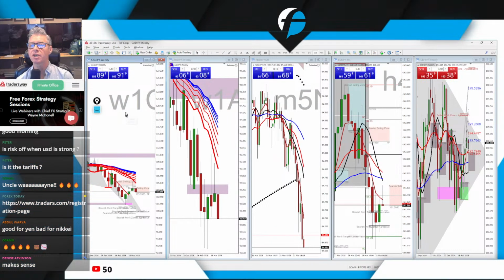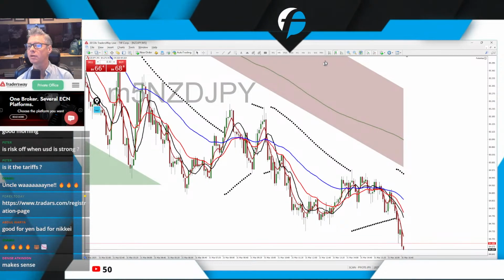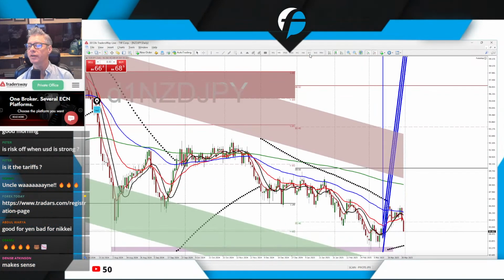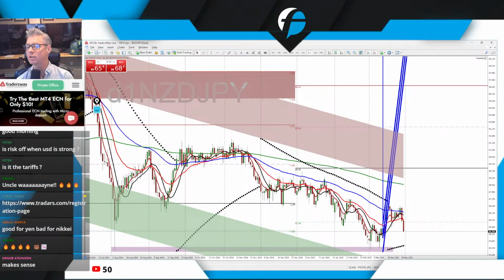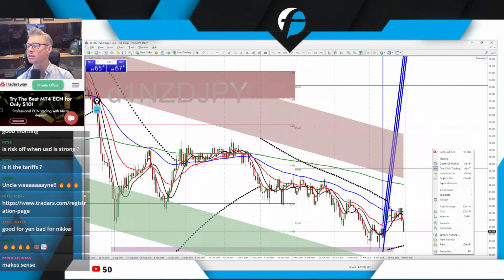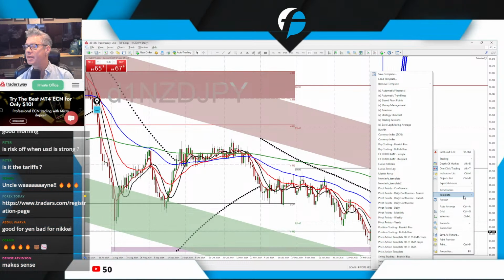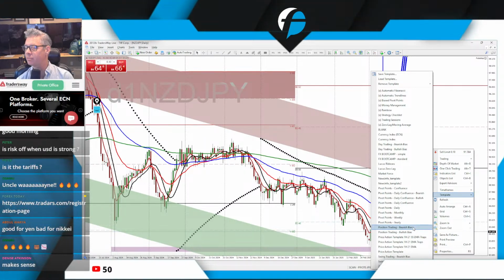Okay. And that's just CAD. Aussie's going to do something similar. Kiwi will do something similar. Let's take a look on the daily. Oh my God. Let me just clean this up. Template. Let's do position trading bearish bias.